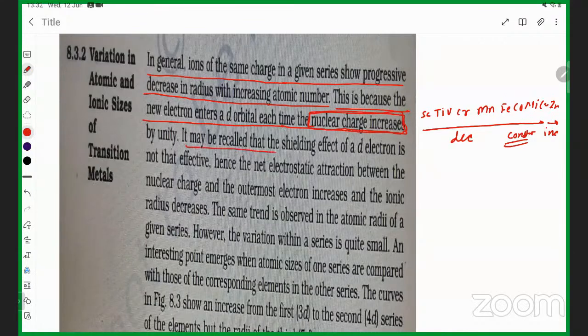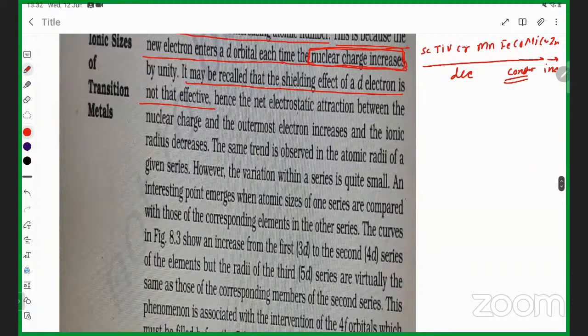It may be recalled that the shielding effect of d electrons is not that effective. The shielding effect of d orbitals and f orbitals is very small. So what is Z effective if we are writing? Z effective is Z minus shielding effect. Here the shielding effect is almost zero.